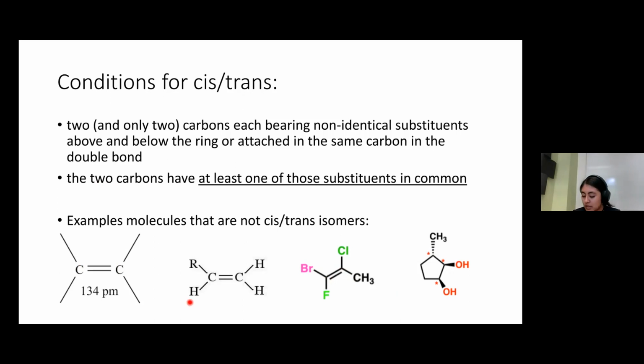Also, a thing to note is that if you have one side that has two of the same thing, so for instance, these two hydrogens, we can't denote cis or trans because there's no difference between them. If we were to switch these two, we can't really tell whether it's cis or trans because it's the same thing in relation to the other side. Is there any questions on that? Did that make sense? I'm going to take that as a yes.